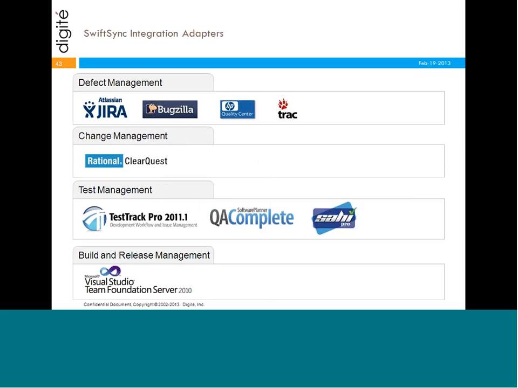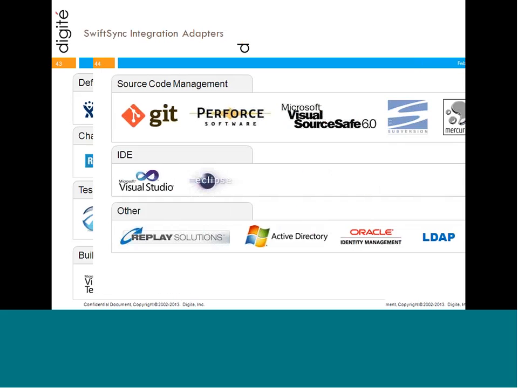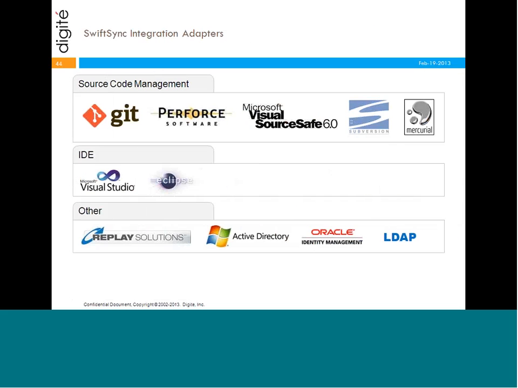Again, across the overall life cycle, you can see that we support different tools for different work and different functions. So defect management, change management, test management, and build and release management. We provide this support across these different tools. Finally, under source code management and IDE, we support the two popular ones, Microsoft Visual Studio and Eclipse, and besides that, we support a few other tools as well, including, of course, LDAP synchronization and Active Directory.